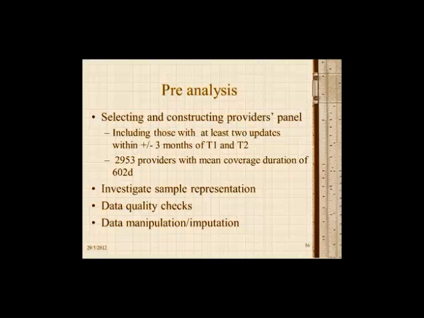And we identify that there are nearly 3,000 providers who have at least 2 points in these areas. At this point, we weren't interested in fluctuation within. We just looked at what the situation was in January 08 and what the situation is in January 10. On average, they had around 602 days, which is from 18 months up to 2 years, around that. So that was good coverage.